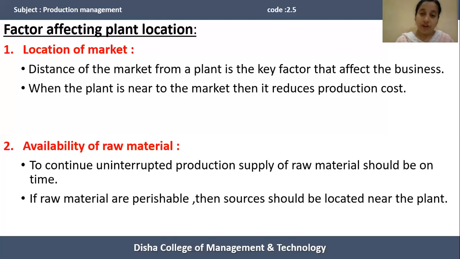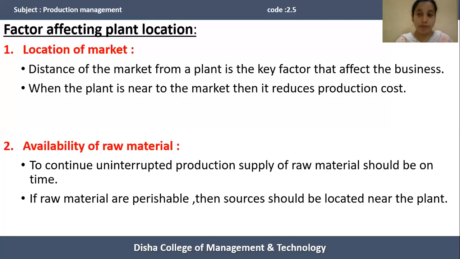And if the raw materials are available in a particular area, and the plant is situated in that area, then the firm gets raw material continuously and regularly. The firm is able to get a regular supply of raw material, so that the firm can produce goods in a continuous manner, and there is uninterrupted production of goods. So the plant should be located in a place where the raw materials are available.